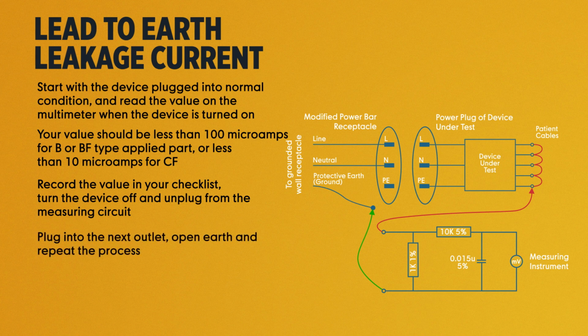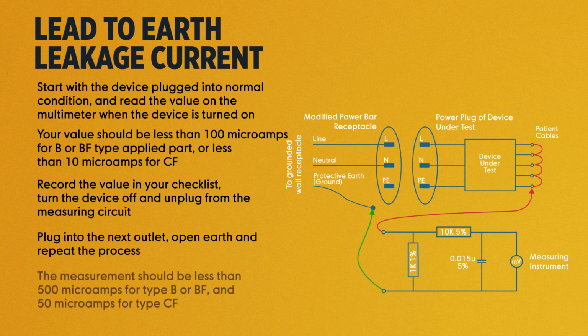Plug into the next outlet, open earth, and repeat the process. The measurement should be less than 500 microamps for type B or BF, and 50 microamps for type CF. You'll continue to repeat this process for each of the single fault conditions using each of the 5 outlets.